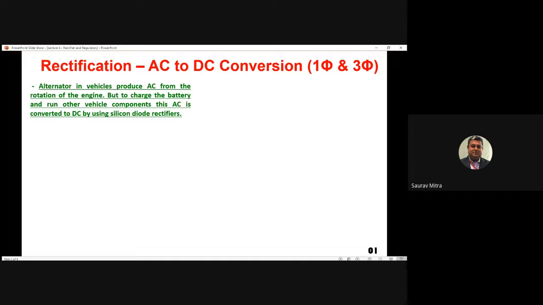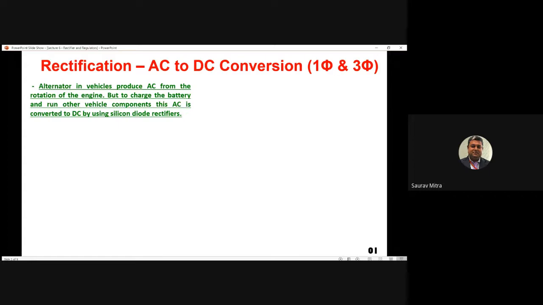So rectification is a process of AC to DC conversion. Now, depending on the input available, it can be single-phase AC or three-phase AC. The alternator in the vehicle actually produces AC from the rotation of the engine. Whatever engine rotation is there is coupled with the alternator, so whenever the engine starts, the alternator also gets started. The rotary motion required for electricity generation comes from the engine rotation.